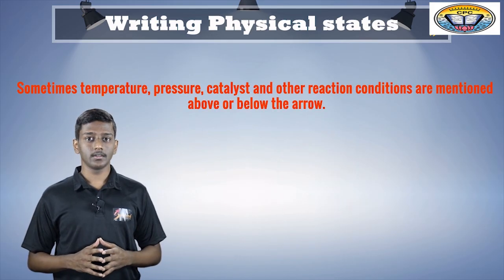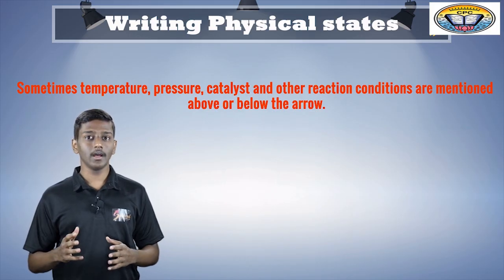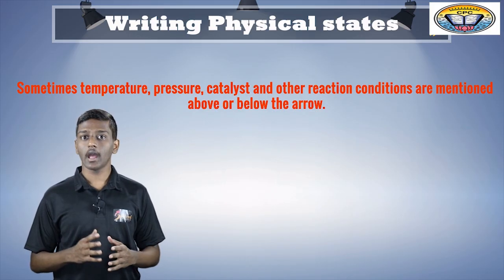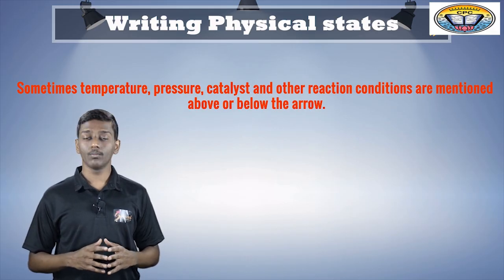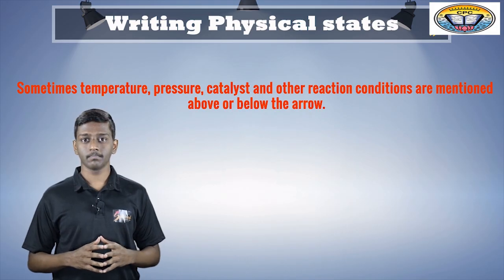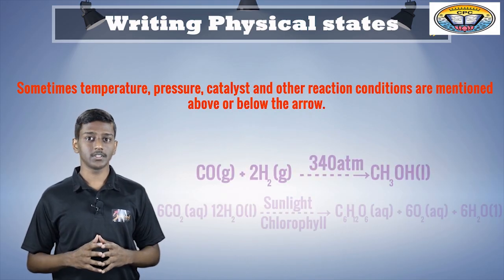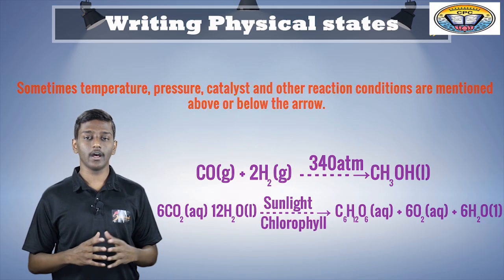In the equation, temperature, pressure, catalyst and other reaction conditions are mentioned above or below the arrow. To make it more informative, let us see the examples. The catalyst is represented above the arrow and the temperature above the arrow.